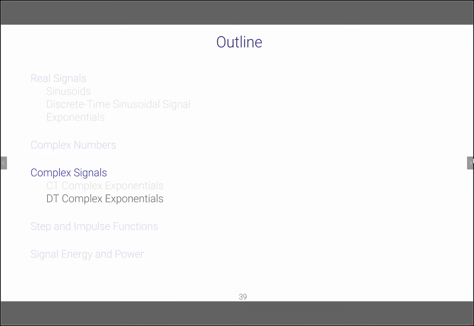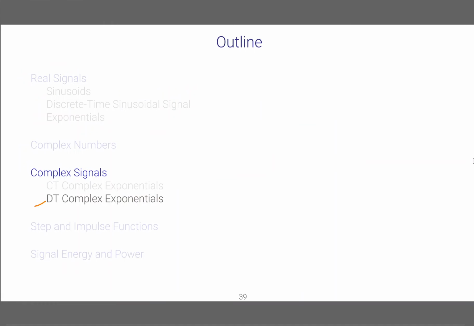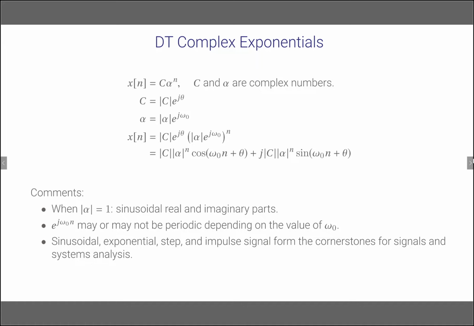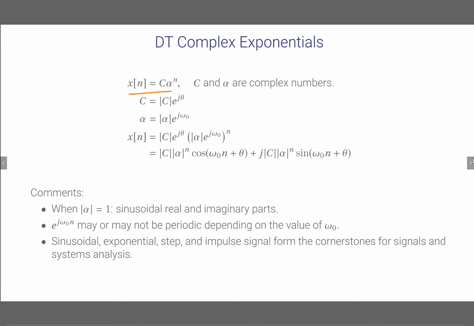Okay. All right, now let's look at discrete time complex exponentials. In discrete time complex exponentials, x[n] is equal to C alpha to the power of n, and in this case C is equal to magnitude of C times e to the power of j theta, and alpha is equal to magnitude of alpha times e to the power of j omega naught. So both are represented in the polar form.